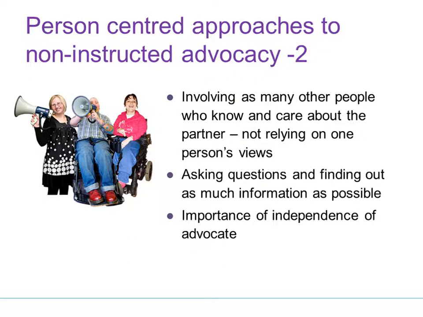And it's about involving as many other people who know and care about the partner as possible, and not relying just on a single person's view. An advocate needs to know and understand as much as possible about their advocacy partner, so that in situations where the partner can't indicate a clear preference, the advocate can suggest what this might be based on their knowledge.